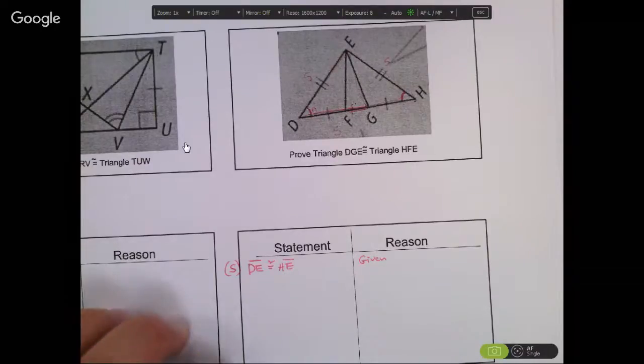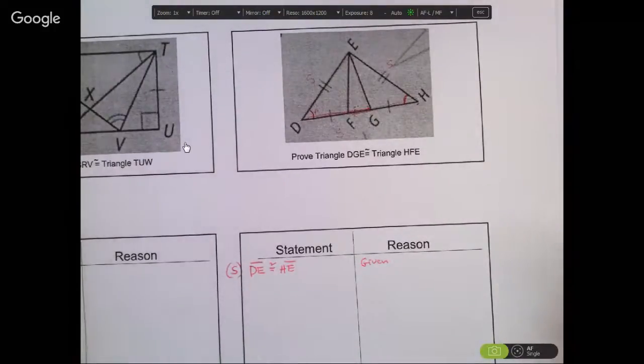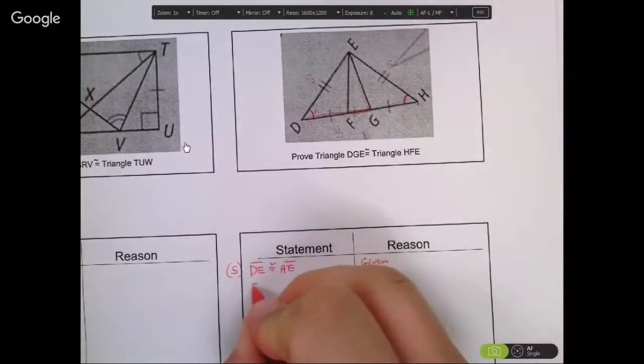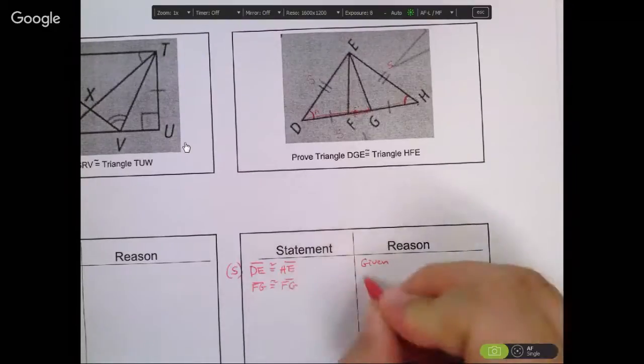So we have 13 different cars, and there are 13 different ways to get to Cleveland. I'm going to just show you the way I would drive, and I'm going to prove it to you. So next, I would say that FG is congruent to FG because of the reflexive property.